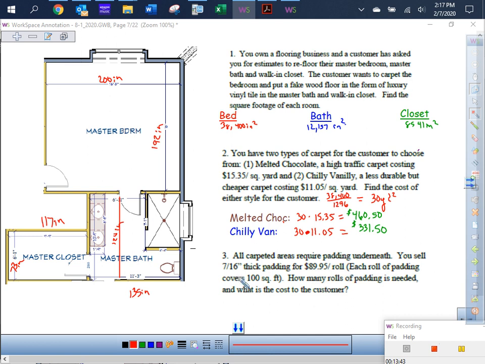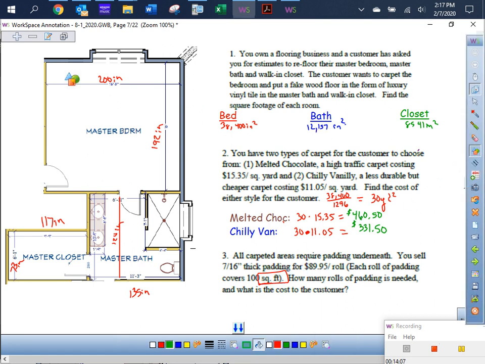And every one of those rolls covers 100 square feet, so we have to pay attention to the label. How many rolls of padding are needed, and what is the cost for the customer? Since it's the carpeted area only, which is the master bedroom, I need to know how many square feet that is. And we had that.